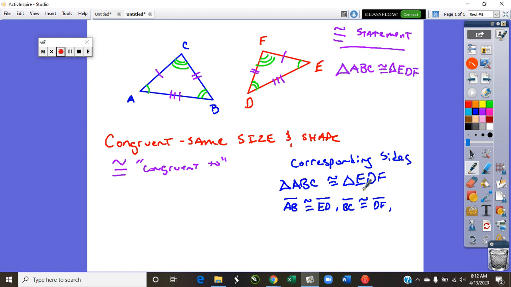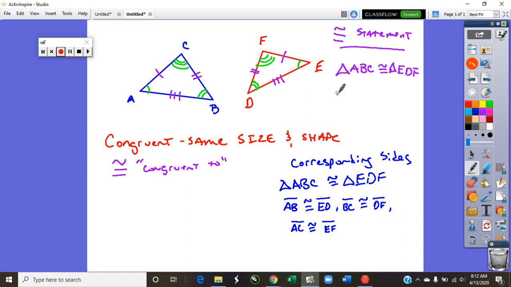And then the last one is AC. AC is angle 1 to angle 3, so angle 1 to angle 3 over here would obviously be EF. So our last one would be side AC is congruent to side EF. Does that make sense? So we have all 3 of the corresponding sides.